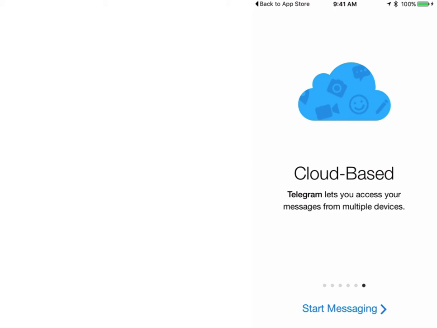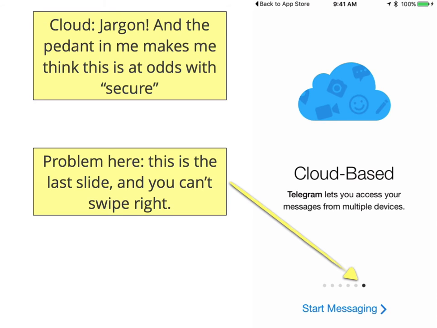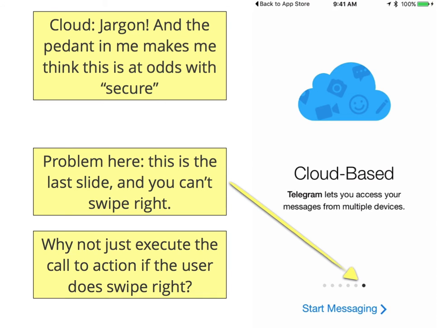Now, that's also cloud-based, which is funny because I think that it's a bit at odds with being secure. So it's like all my messages are somewhere else in addition to on my phone. It's like, okay. But then there's a bigger problem here, which is that this is the end. And so I could just keep swiping right and nothing happens. And that's lame. So they should probably make it so that if I swipe right, it executes the call to action. Like it'll actually just start messaging and take you where you need to go.